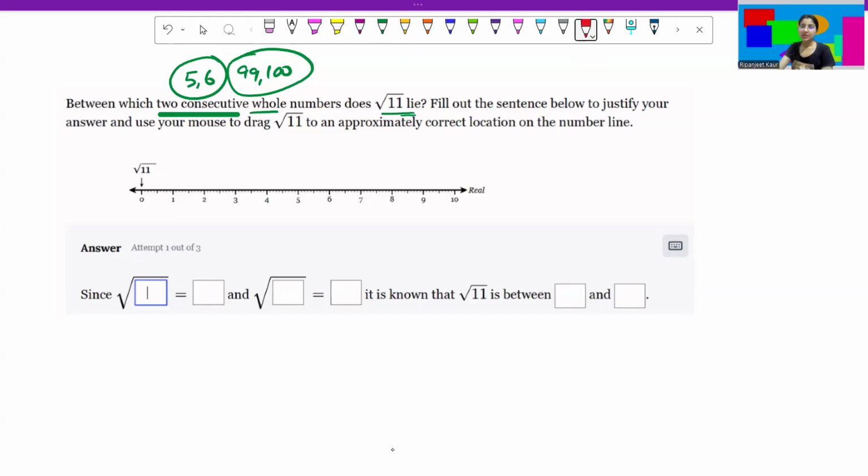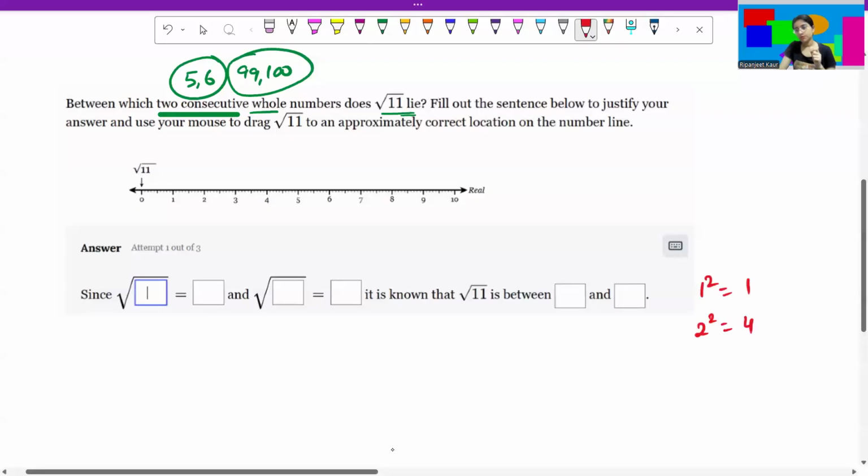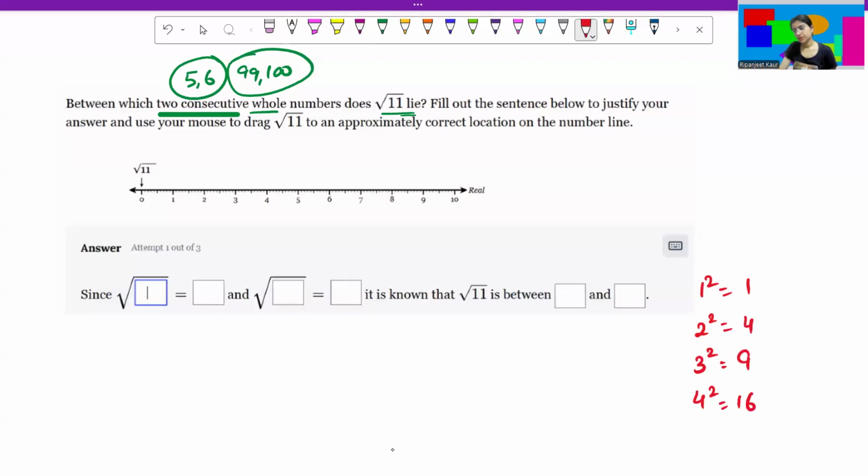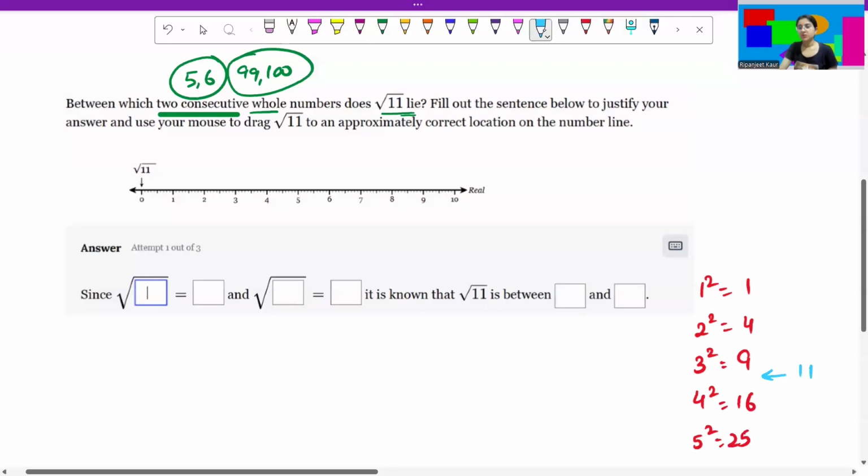Now, the first thing that we see is the squares. Let's say 1 square is 1, 2 square is 4, 3 square is 9, 4 square is 16, 5 square is 25. Now, we know that 11 is lying between 9 and 16. So if we are taking 9 and 16, the 11 is lying between that.